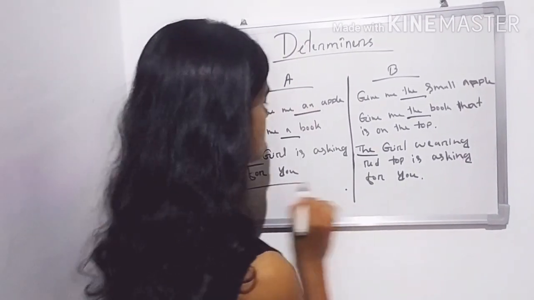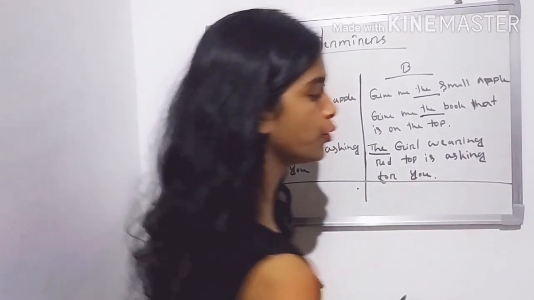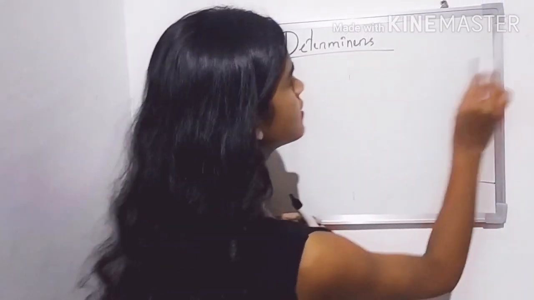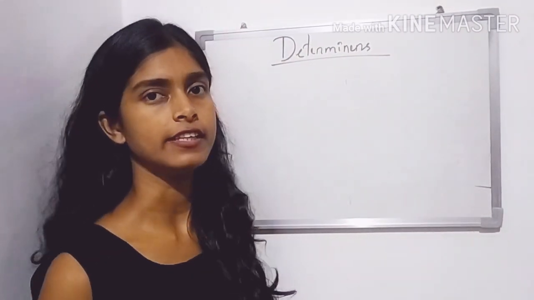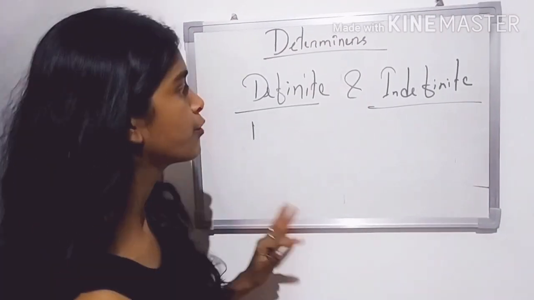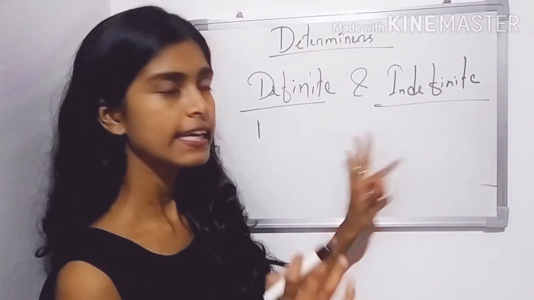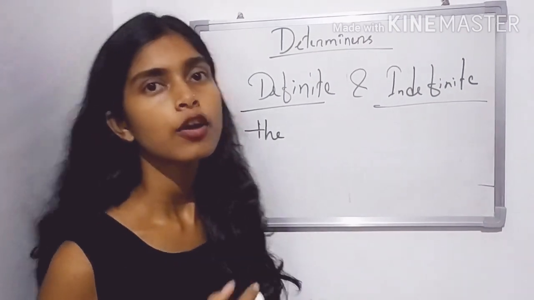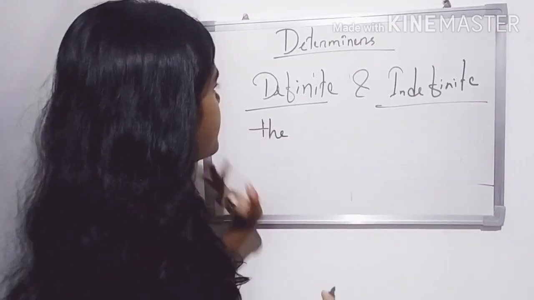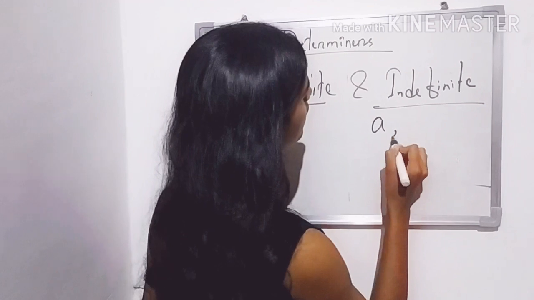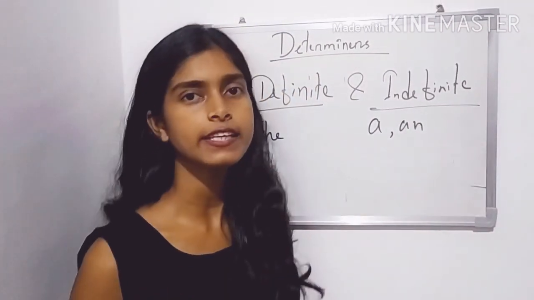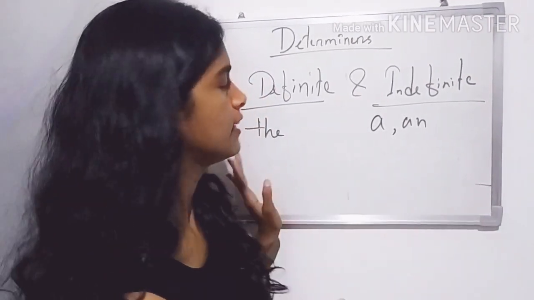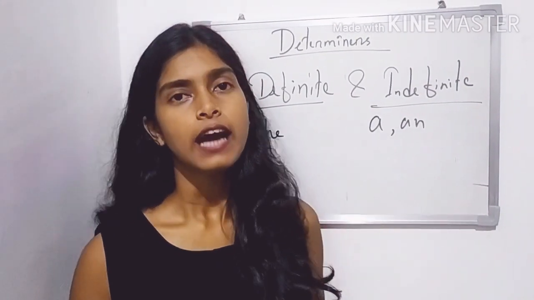From these examples, we came to know that there are two types of determiners, definite and indefinite. From our earlier example, we got the as a definite determiner and a, an as indefinite determiners. These are articles, right? A, an and the are articles.